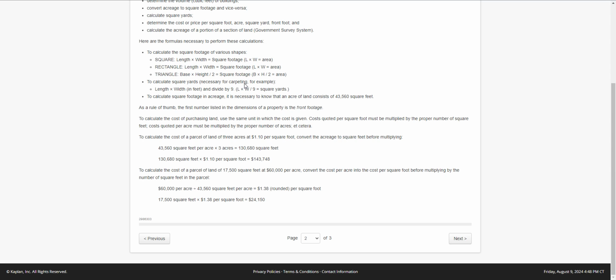The cost uses the same unit in which the cost is given. Costs quoted per square foot must be multiplied by the proper number of square feet. Cost quoted per acre must be multiplied by the number of acres, etc. To calculate the cost of a land over possible 3 acres, 110. And then you would take 136, and that would be the cost of the land.